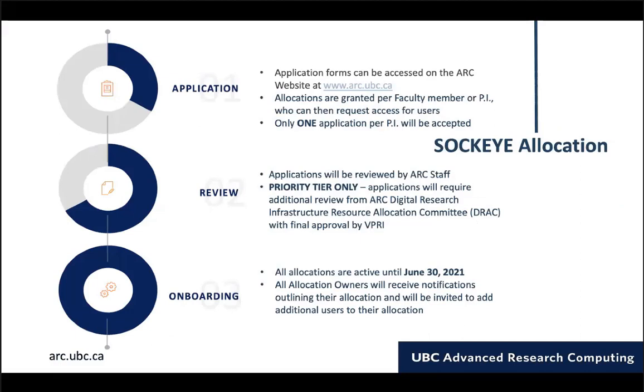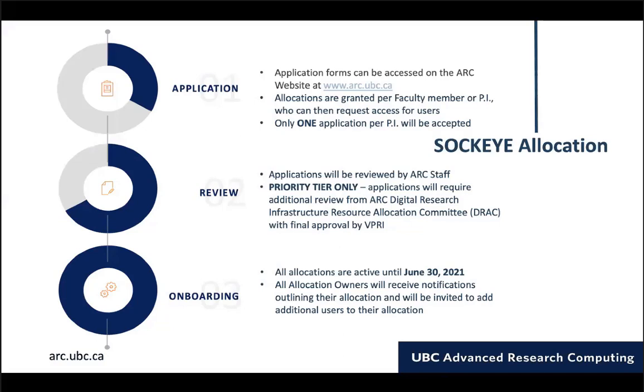So you want a Sockeye allocation. Of course you do. I'll talk a little bit about the process, and then we'll look at the actual application forms themselves, because they differ slightly for a standard or for a priority allocation. The application forms can be accessed on our website, arc.ubc.ca, not the fitness center, the other one.